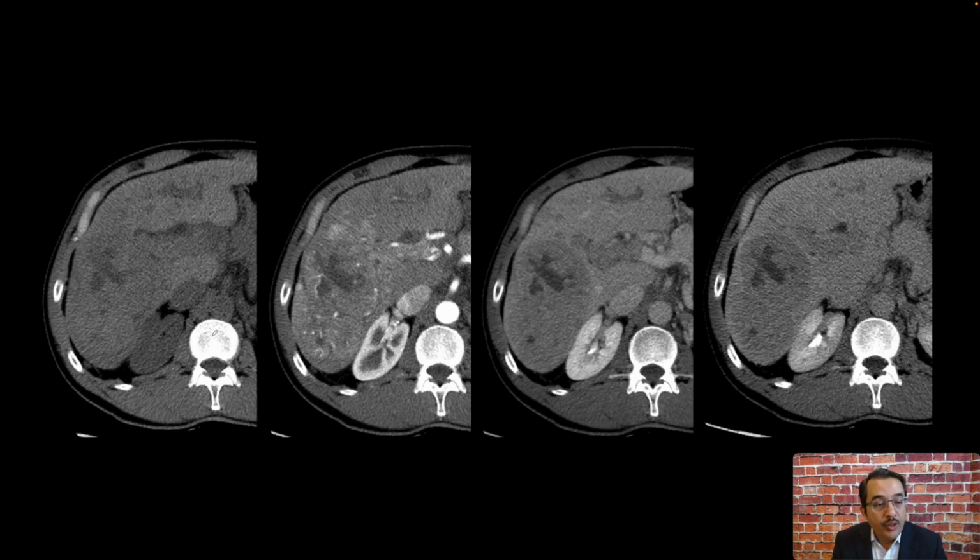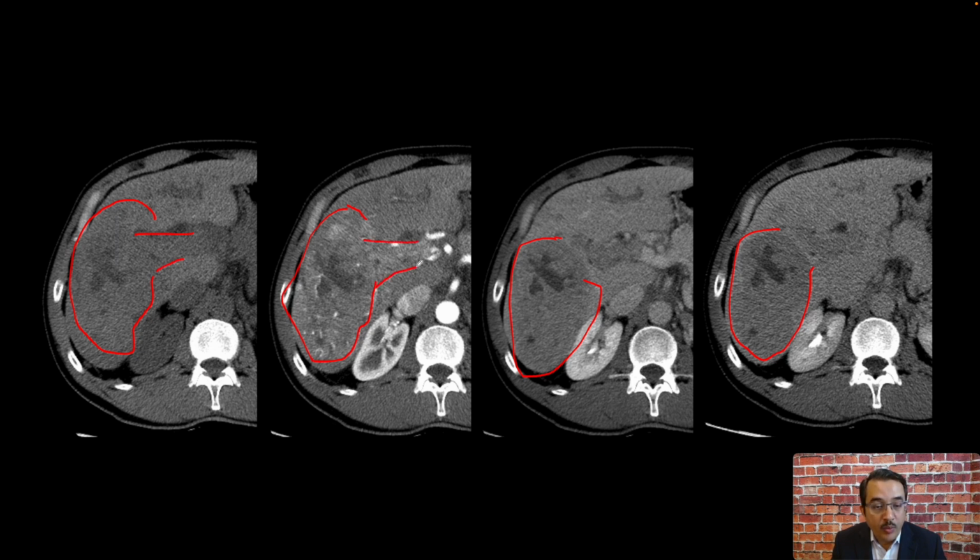Another multi-phase CT trying to characterize a tumor in the liver, which is heterogeneous and hypodense on non-con, shows heterogeneous arterial enhancement and portal venous washout consistent with a HCC LR5. The interesting finding is this linear extension from the tumor into the main portal vein.